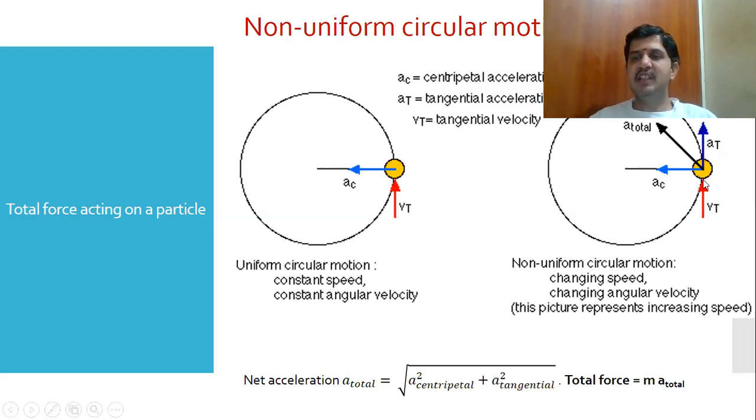So in case of a non-uniform circular motion, there's a changing speed. And what do you mean by changing speed? The speed of the particle along the circle changes. And there's a changing angular velocity. As this changes, the angular velocity also changes. So how do you calculate the angular velocity? By using the right hand grip rule.